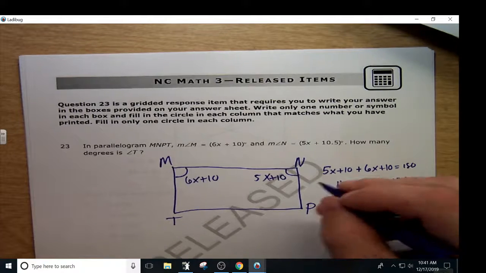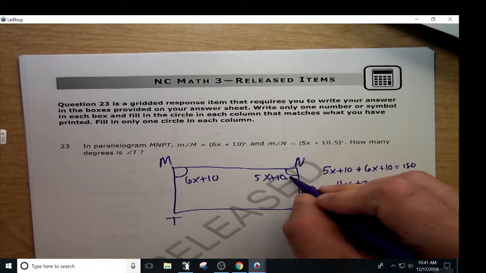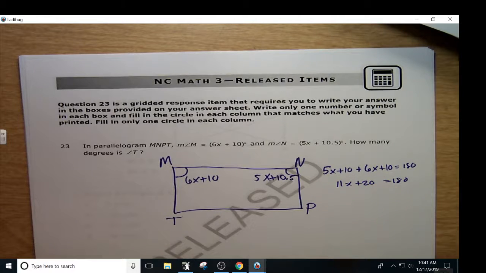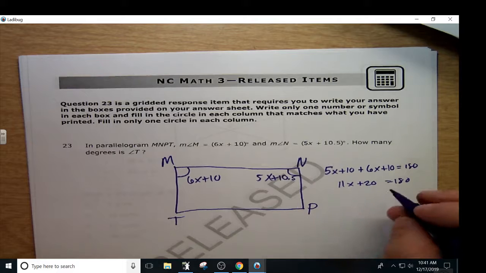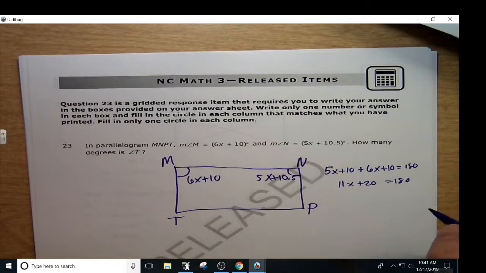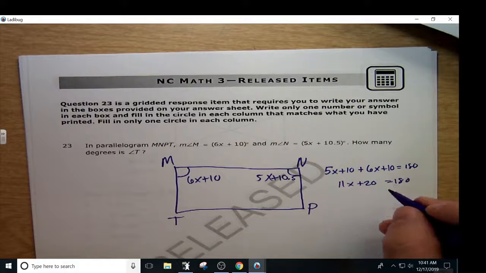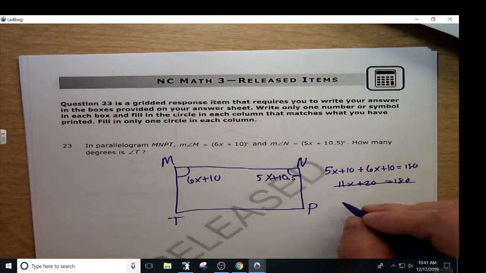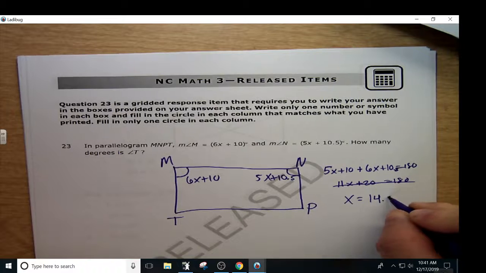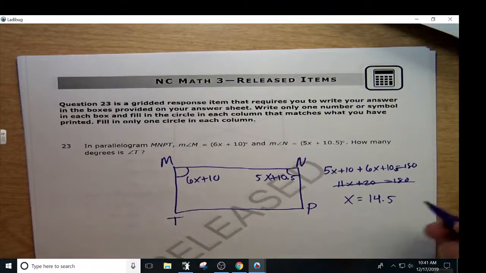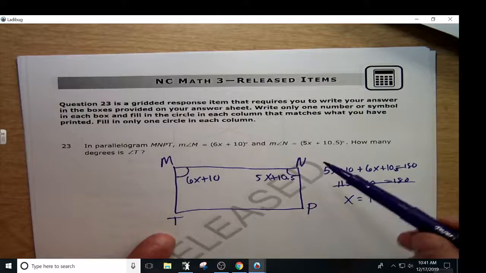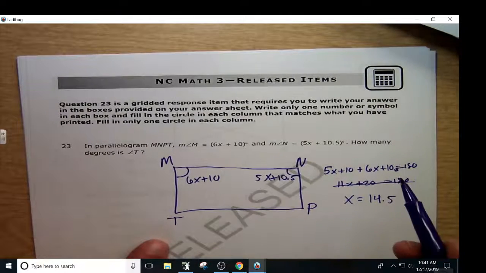Oh, that's 10.5, isn't it? 5x plus 10.5. That's going to be 14.5. All right, now x is 14.5. Okay, now guys, look at T. It wants to know what the measure of T is.